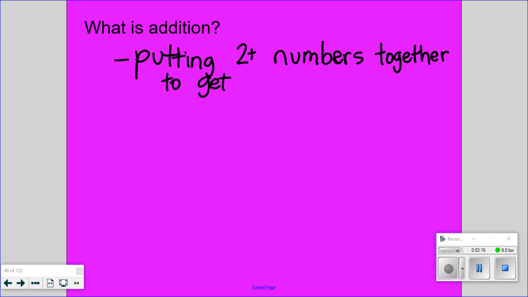So Avery said we're going to put 2 numbers together to get a value. That's definitely correct. We are getting a value, a worth of that total. But I want to give a more specific word instead of value. When you are adding, and we're taking 5 pencils over here, and 3 pencils over here, and putting them together, we are getting something called the total. Right? We've heard that word before. Putting 2 plus numbers together to get the total. We're getting the total.